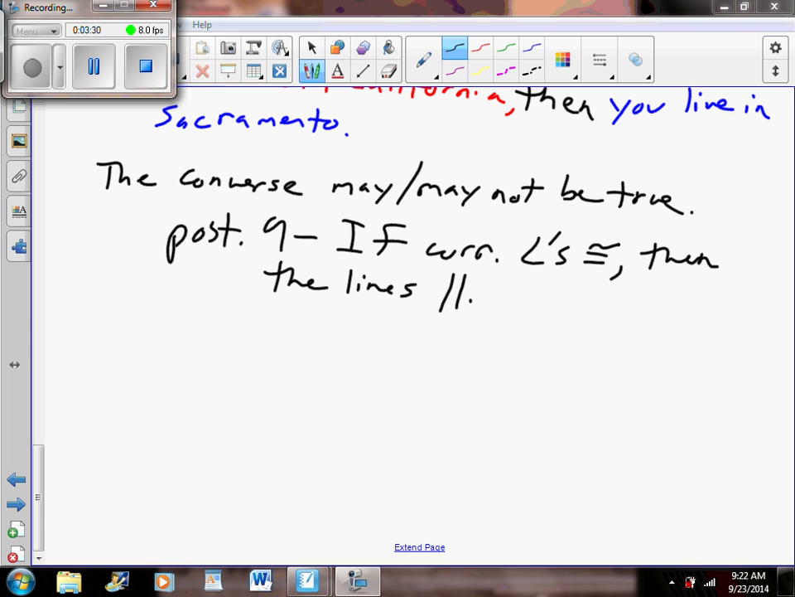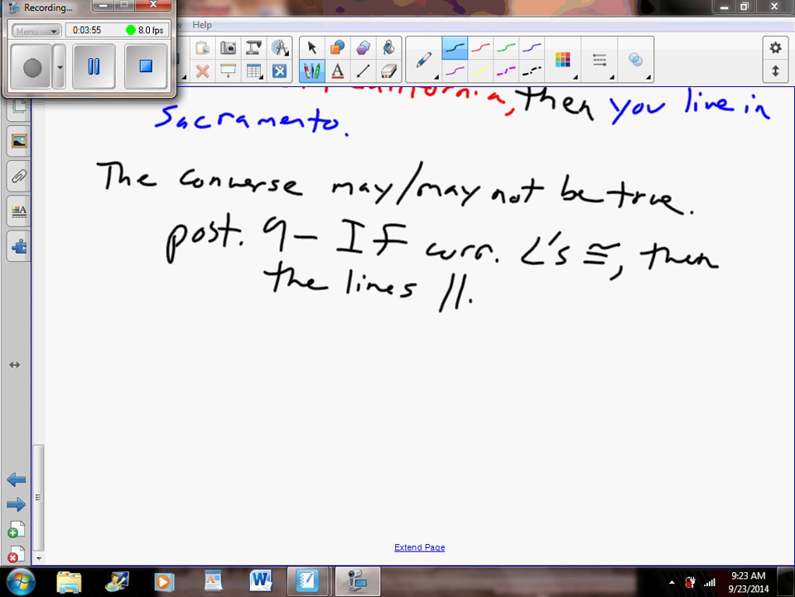Okay, now postulate 8 said that if two parallel lines are cut by a transversal, then the corresponding angles are congruent. Postulate 9 just switches it around. I gave sort of an abbreviated definition from what you see postulate 9 is in the book. We know we're talking about lines and transversals here. So if corresponding angles are congruent, then the lines are parallel. All right, so it works both ways.